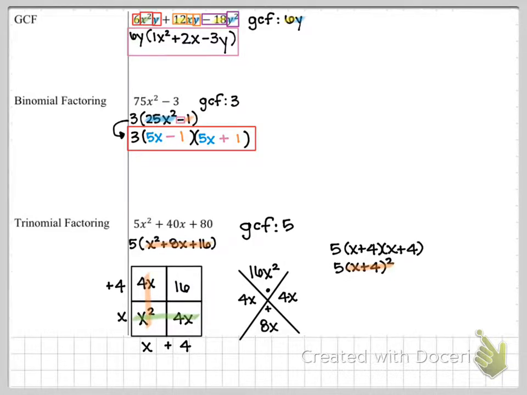But whenever you have parentheses squared, like this situation, what we know is that this was originally called a perfect square trinomial. I think we have a couple more of those coming up as well. So just to give you a little bit of a heads up. And then my answer here is going to be 5 times the quantity x plus 4 squared.